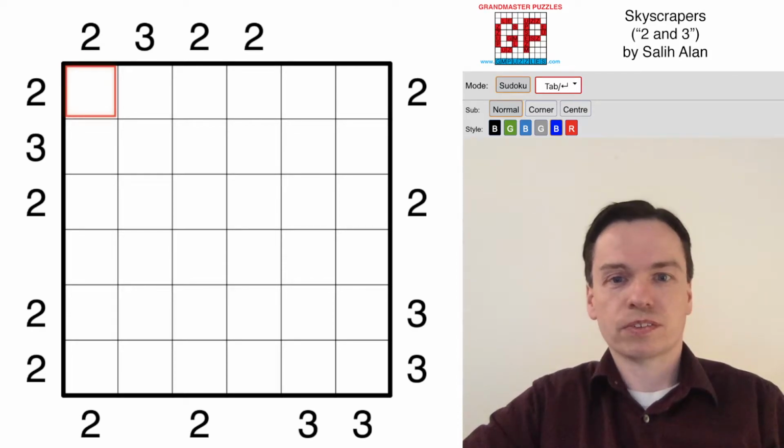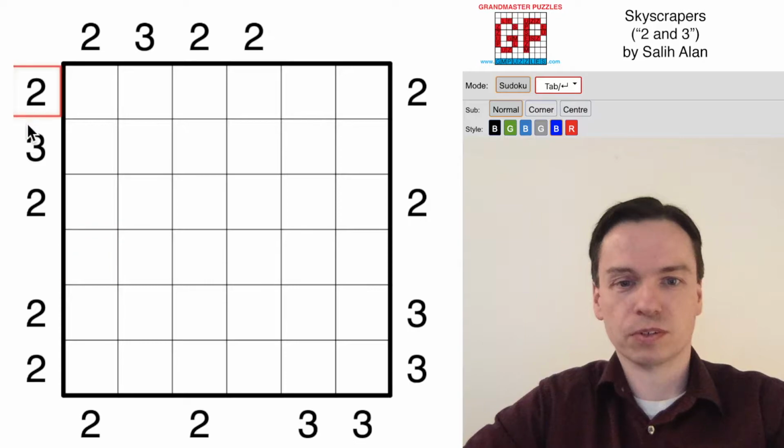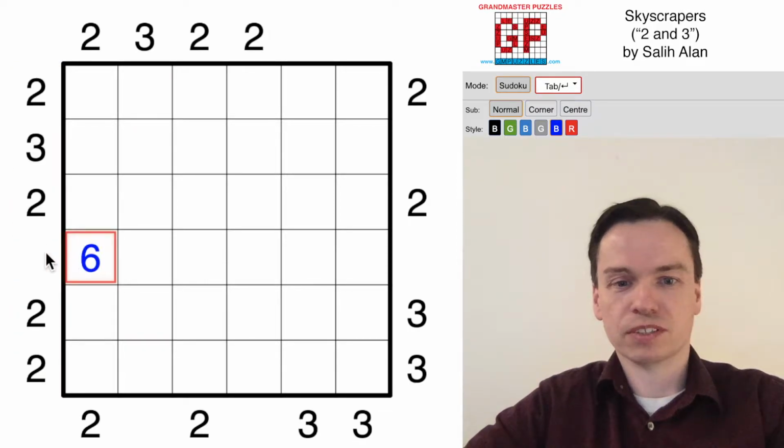We're here to talk through the Skyscrapers puzzle by Salih Alan called 2 and 3. We'll recognize that with so many clues given, a first quick place to start is just looking for rows or columns that have limited spots for the 6, the largest building in the space. That can't be near a clue that's 2 or larger, so a 6 goes here on the left side.